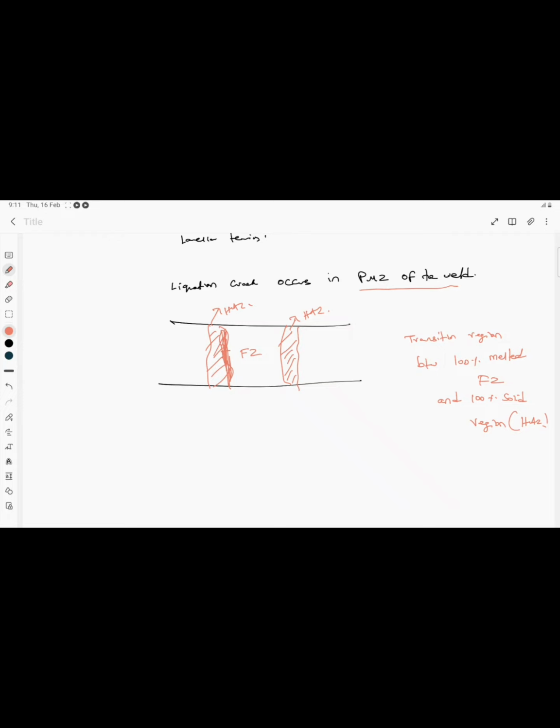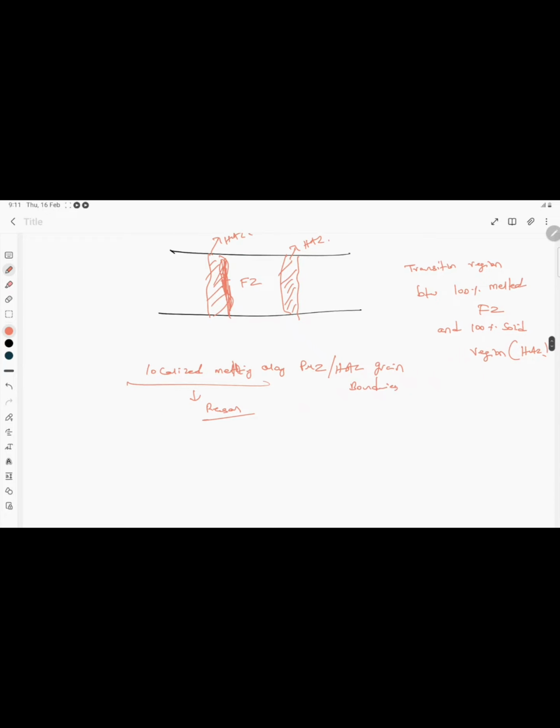Next we will understand what causes a liquation crack. Liquation crack is mainly due to the localized melting along the partially melted zone as well as HAZ grain boundaries. This localized melting is the major reason for the formation of liquation crack in any weld.